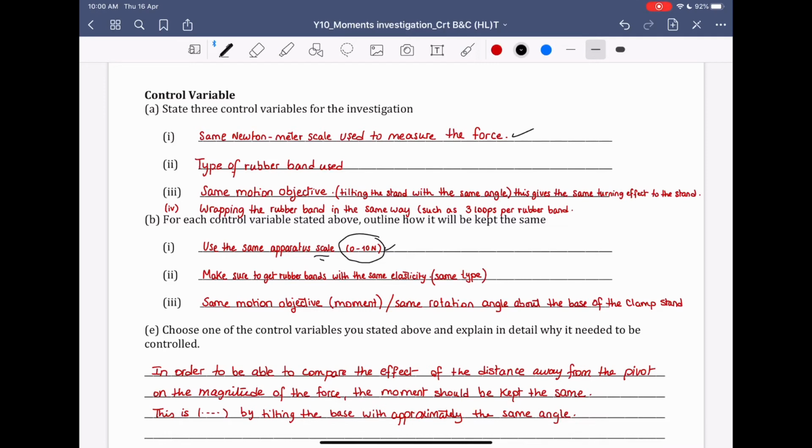So I can add here same spring Newton meter scale. The same type of rubber band used. That's in order to have the same elasticity, and then the same motion objective. What I mean by motion objective is how much I'm tilting my clamp stand. Okay, so let me show you.